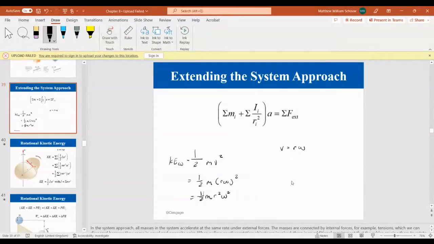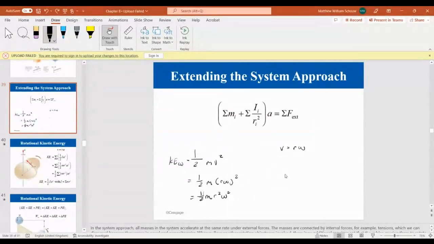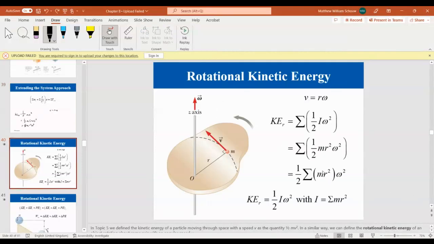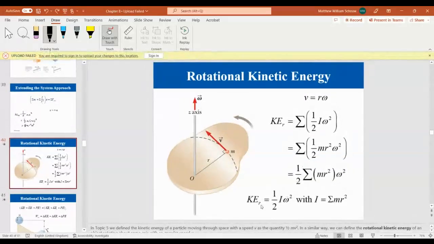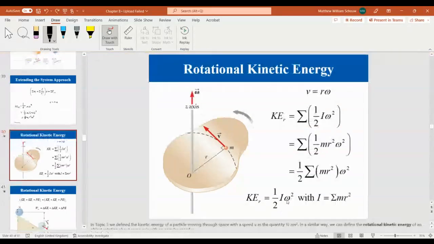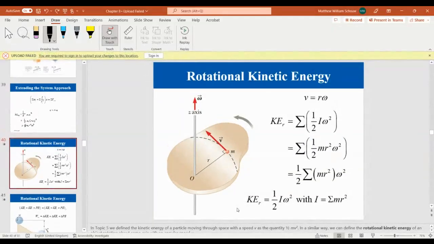And if you remember what mr squared is, that's going to be your rotational inertia, right? So mr squared is I, which is essentially over here. This is what I've done. So mr squared omega squared, and the kinetic energy of rotation is basically equal to half your mass moment of inertia, or rotational inertia, times omega squared, and the unit is also joules.